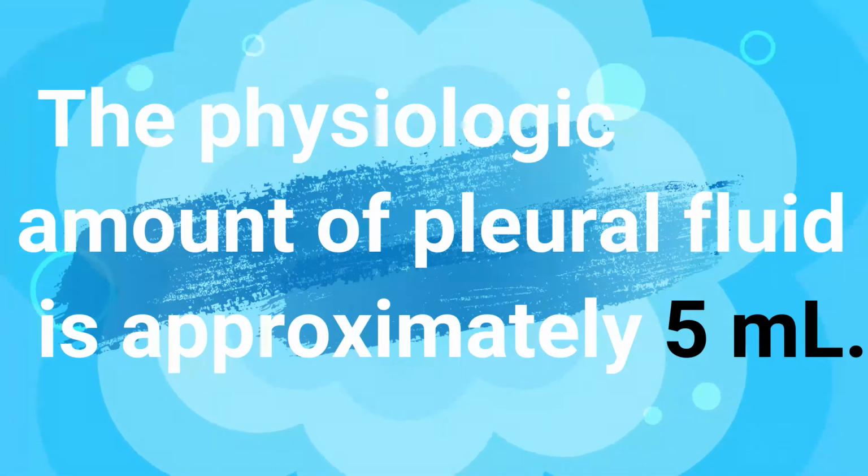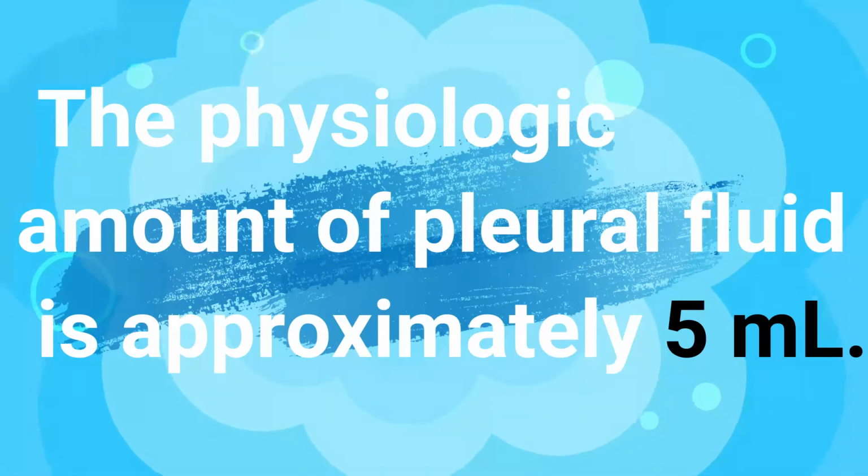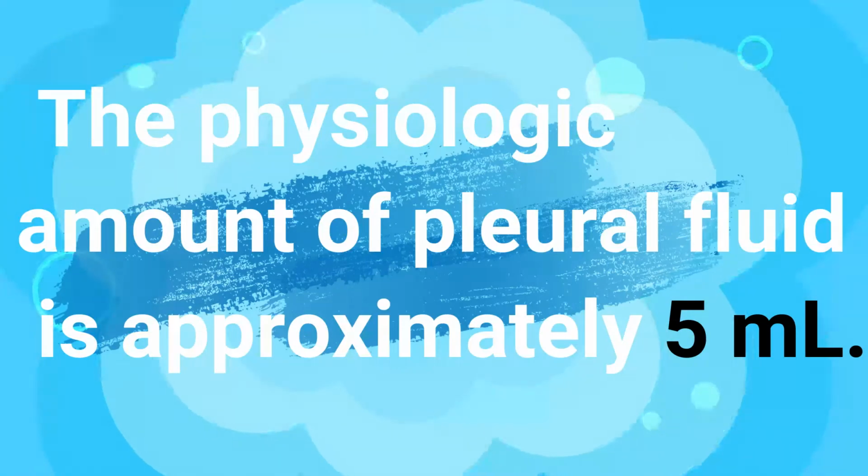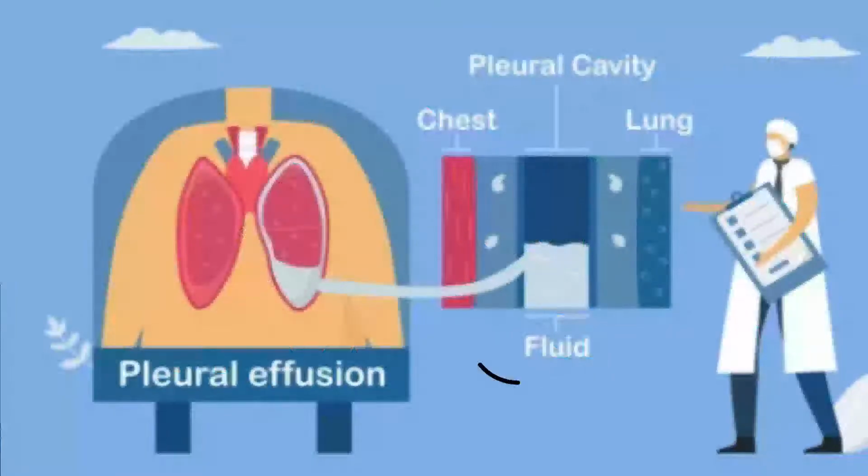Normally the pleural fluid is 5 ml, and when this amount of fluid is increasing, our lungs cannot expand and relax normally. That situation is known as pleural effusion.